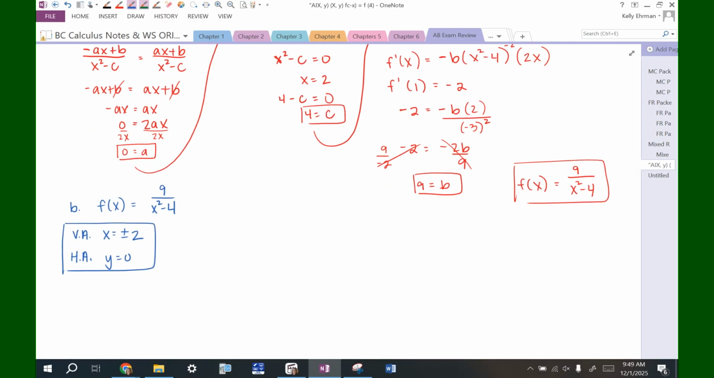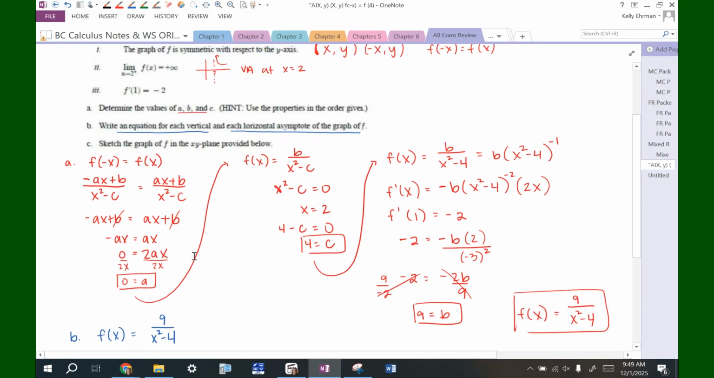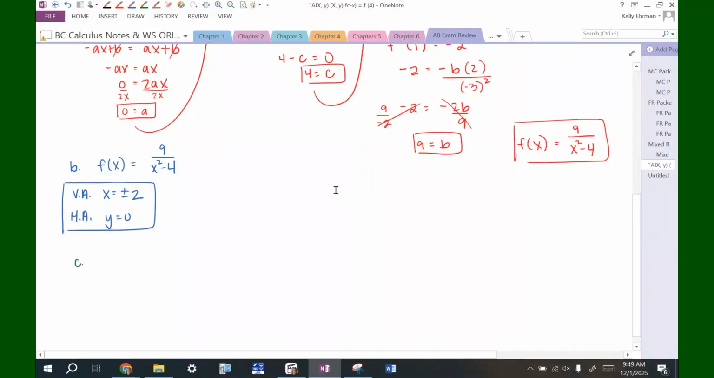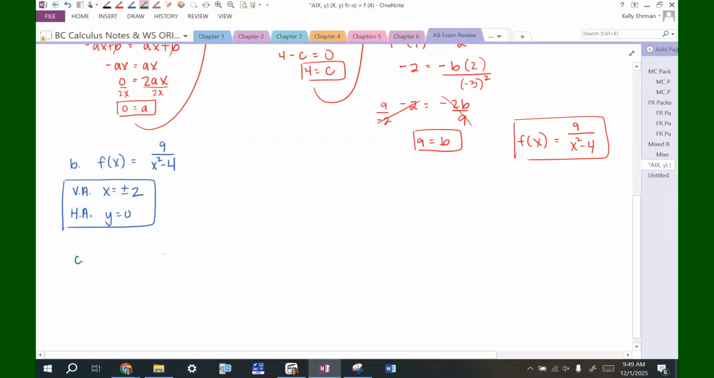All right, and then part C says sketch the graph of f in the xy plane provided below. So this is unusual. I have a feeling this question is a bit old. We don't often have to sketch these graphs, but we can go ahead and do that. So I didn't give you a plane. So do your own x and y axis, horizontal asymptote at 0, vertical at negative 2, positive 2.